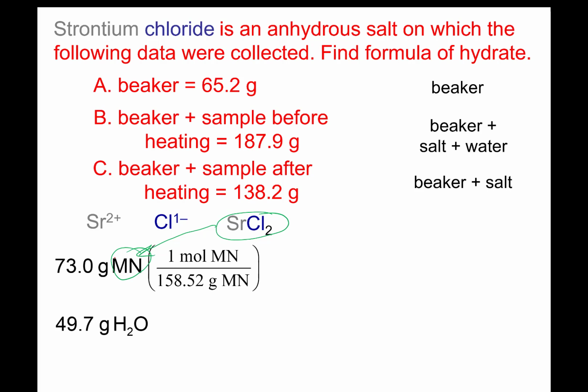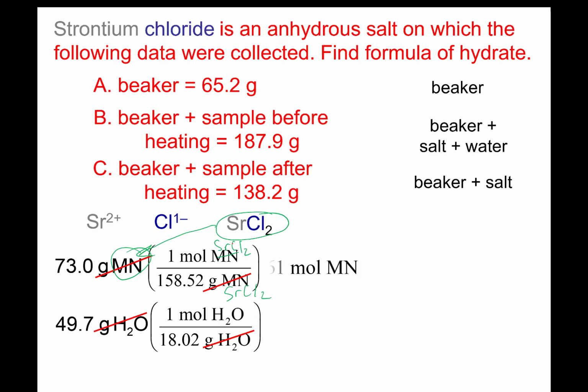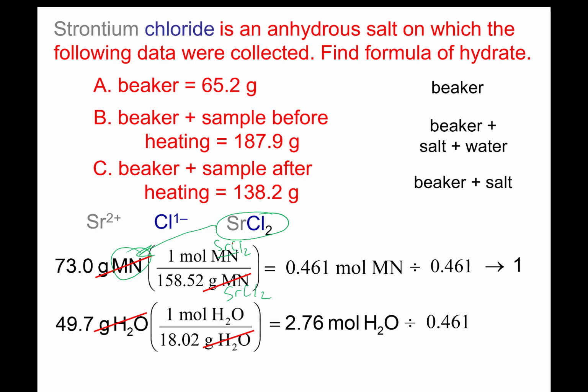So if you look up on the periodic table, for 1 strontium atom and 2 chlorine atoms, you add them together, you get 158.52 grams in a mole. And really, you should be putting here SrCl2 because you actually know what it is instead of Mn. And then water is 18.02 grams in a mole. Again, go to 4 decimal places here, not 2 or 3. Divide by the smallest number.